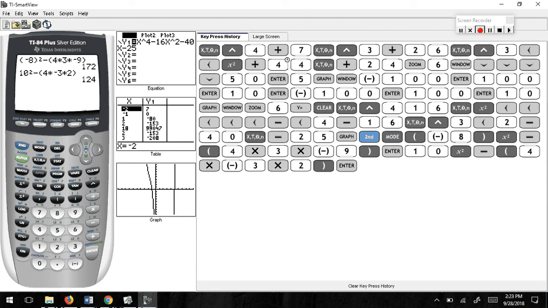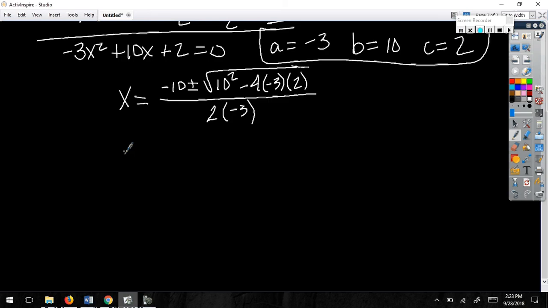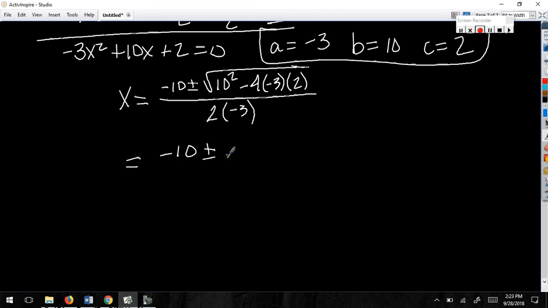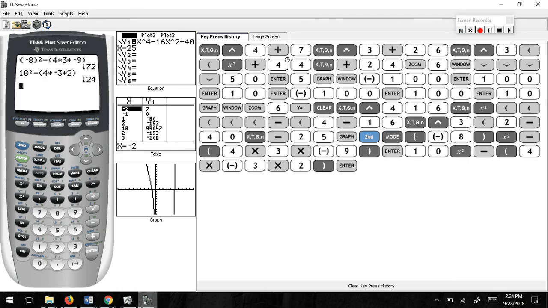Don't do it in your head. There's too many places to make mistakes there. Well, I got negative 24. Negative 24? Check your signs there. Make sure you did minus 4 times negative 3 times 2. How about 124? Can you simplify that any? I hear 12, but 12's not a perfect square. You can do 4 times what? 4 times 31.